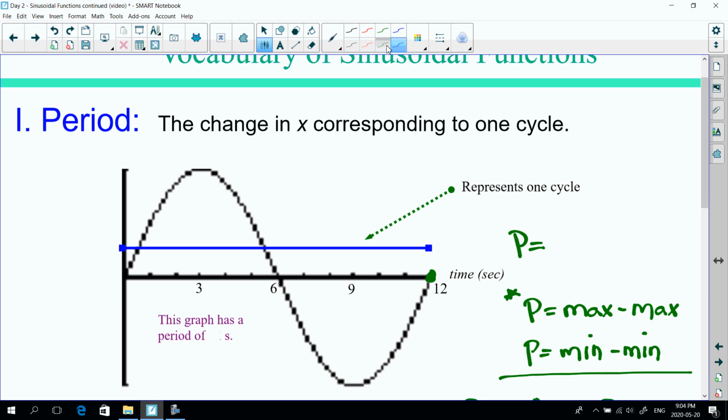So the period of this curve is the change in x corresponding to one cycle or one repetition. And if I calculate the change in x, well, this point right here is 0, 0. This point over here is 12, 0. You take where you end up, 12, and you subtract where you started, 0. I'm calculating the change in x. It's 12 minus 0. Okay, not much to that calculation. The period is 12 seconds.